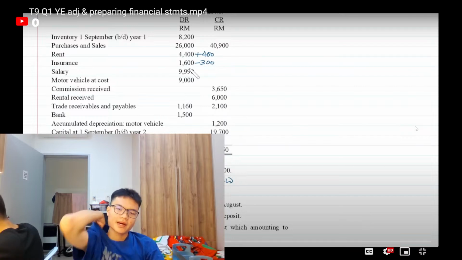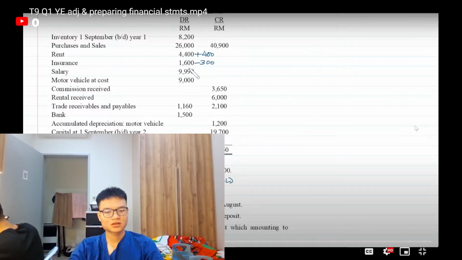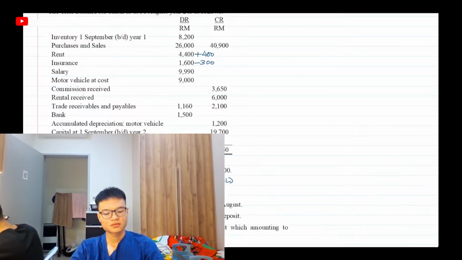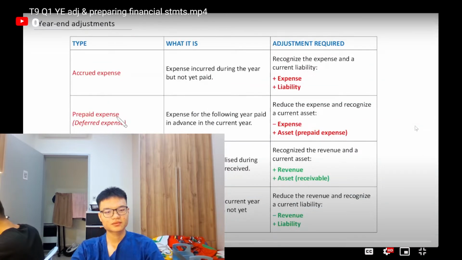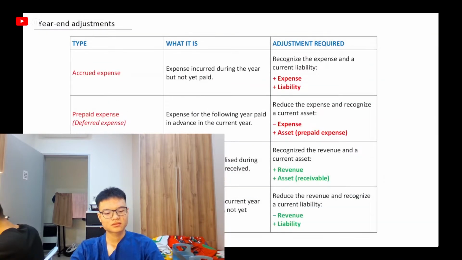So prepaid and in advance. Here, insurance expense is only 1,300 ringgit. Now this insurance paid in advance is in advance. Insurance inclusive, for insurance, debit. Prepaid expense. Prepaid expense.